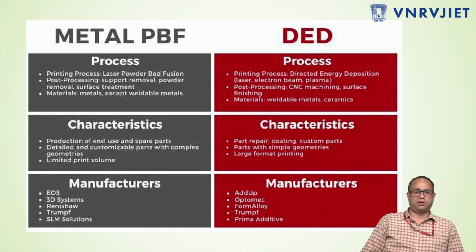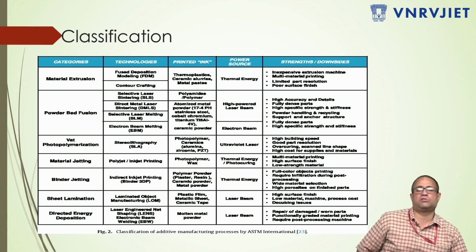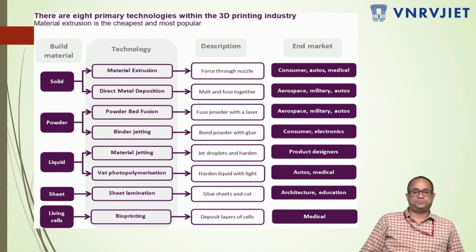Right, so this is the classification, whatever I discussed previously. For metal extrusion, the source is thermal energy. For powder bed fusion, a high amount of laser beam. For vat polymerization, you are going to use a UV laser. For material jetting, thermal energy or photo curing. For binder jetting, thermal energy. Sheet lamination is done with a laser beam, and the DED process comes under laser beam.